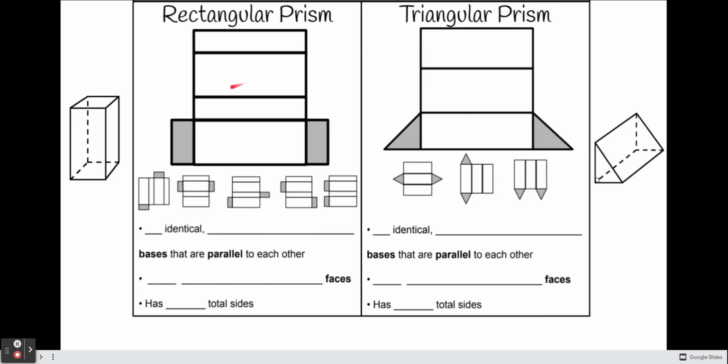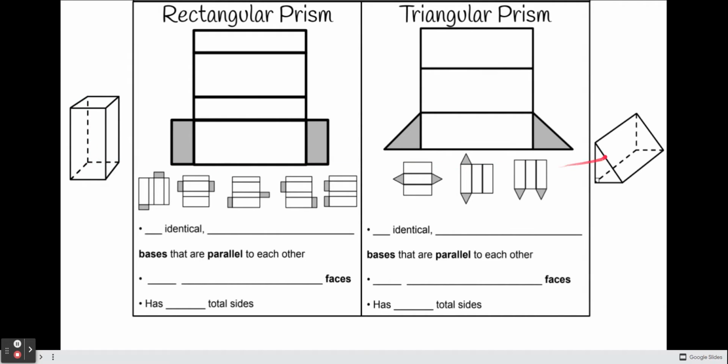So every prism has two bases. How many faces it has is going to depend on what kind of base it has. So we are going to look at two kinds, rectangular prisms and triangular prisms, but you can also have a prism with a pentagon for a base, or an octagon, or a hexagon, or any number of sides. And basically, the shapes connecting the bases are going to be rectangles.